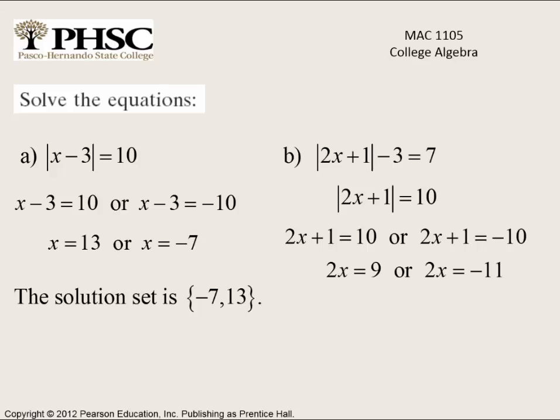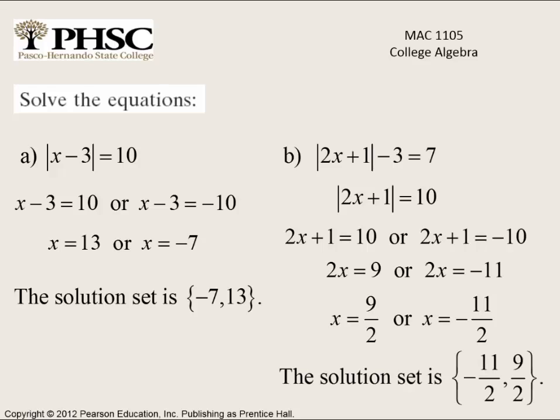Then I end up with 2x equals 9, or 2x equals negative 11. Now I'm going to divide by 2. So I get x is equal to 9 halves, or x is equal to negative 11 halves. So my solution set then becomes negative 11 halves and 9 halves.